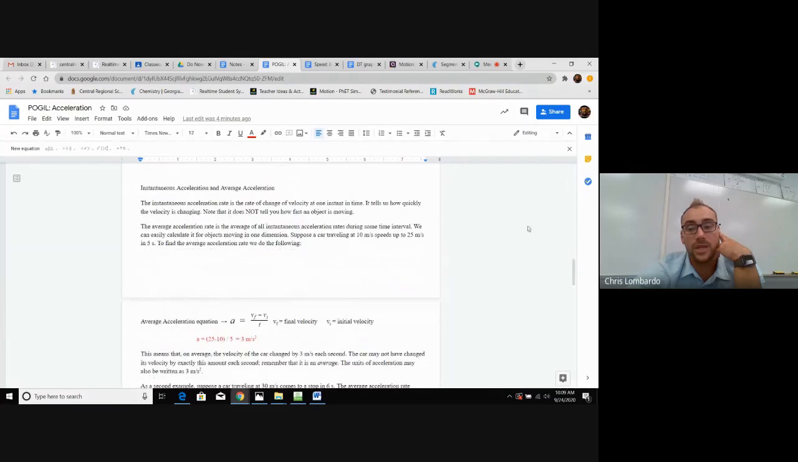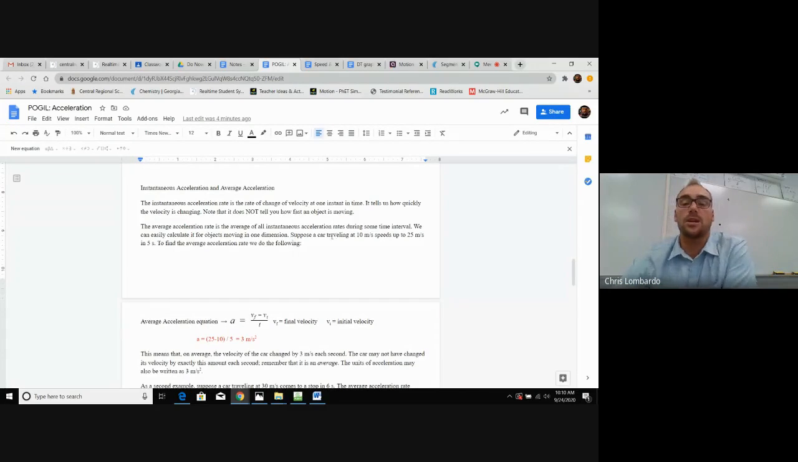Then we get into the average and instantaneous acceleration. Instantaneous tells us the rate of change of velocity at any one instant in time, which you would normally look at by reading on a graph. What we normally calculate is the average acceleration. When we do that, we're looking for two different velocities: our starting or initial velocity and our ending velocity, which we call final velocity.